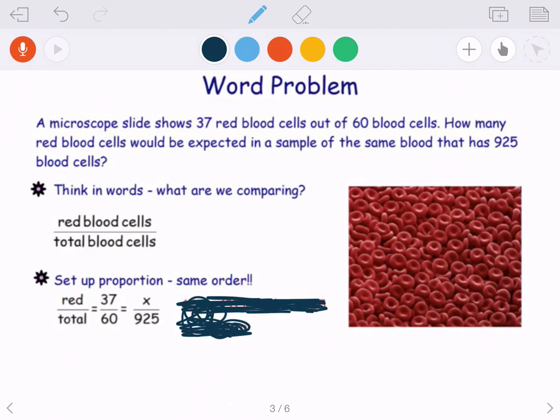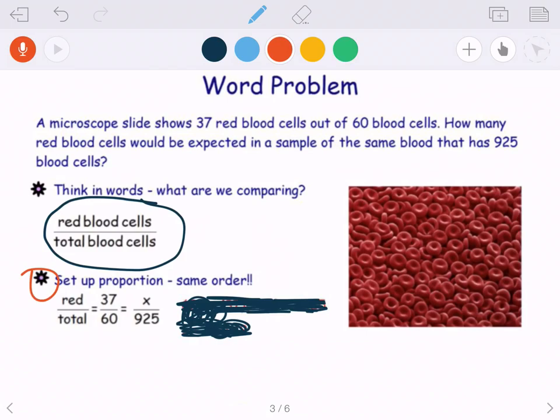So very important when you're doing word problems is to be consistent when you're setting it up. So here, we're taking the red blood cells to the total blood cells. So when you get down to solving the actual proportion right here, on both the top and the bottom, the numerator and the denominator, you have to be consistent.